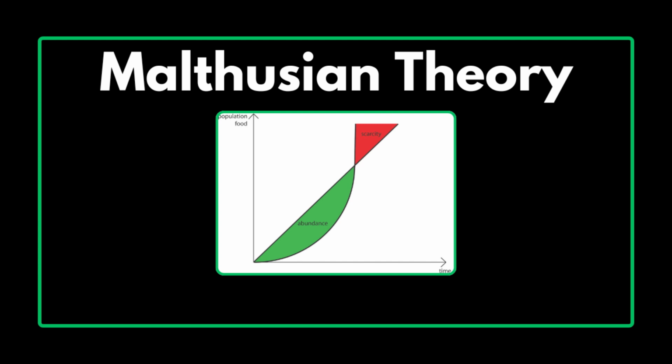The Malthusian Theory is one of the most influential ideas in the history of economics. It was introduced by Thomas Malthus, a British economist, in the late 18th century.